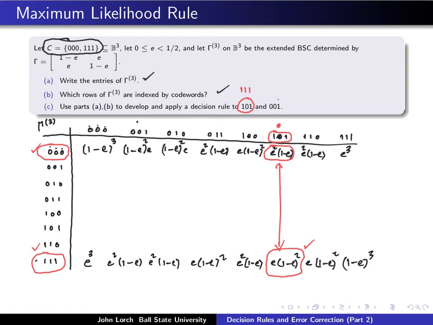Now, what about 001? So again, we're going to go over to this column, indexed by the output string 001. I have these two probabilities here.